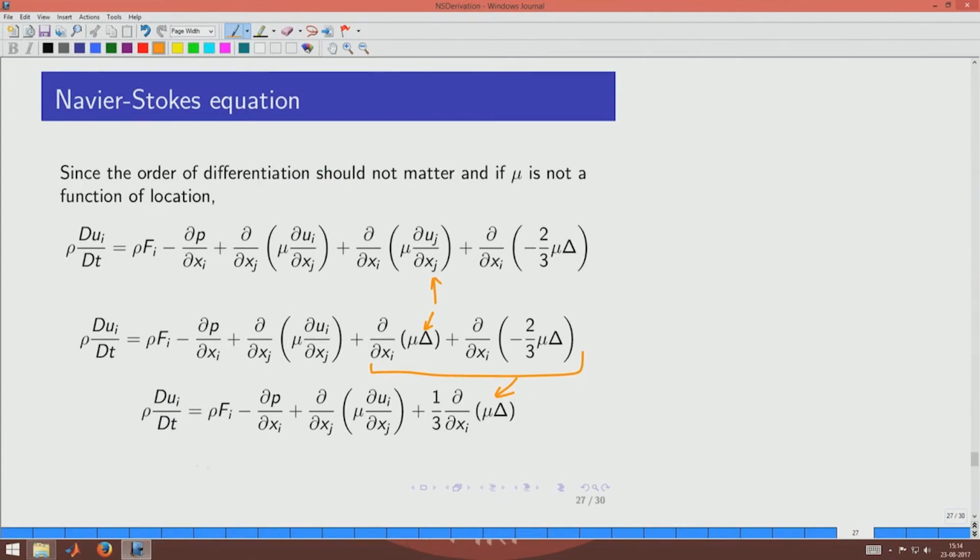Now you have got this equation, which is the typical form that you would see in textbooks, which we also call the Navier-Stokes equation for any fluid, which can be either incompressible or compressible. Very often one wonders where this 1 by 3 is coming from, and so we now have an origin for that.